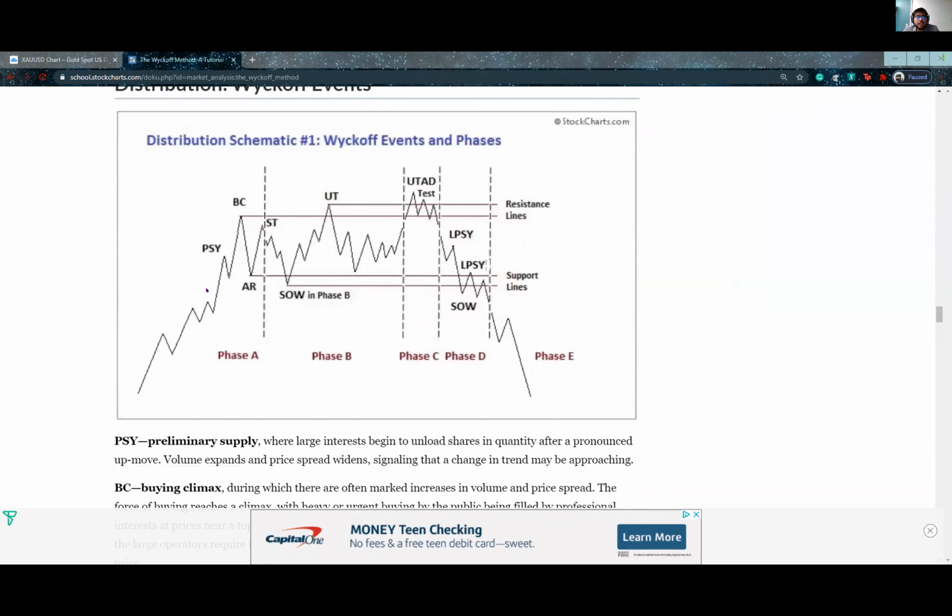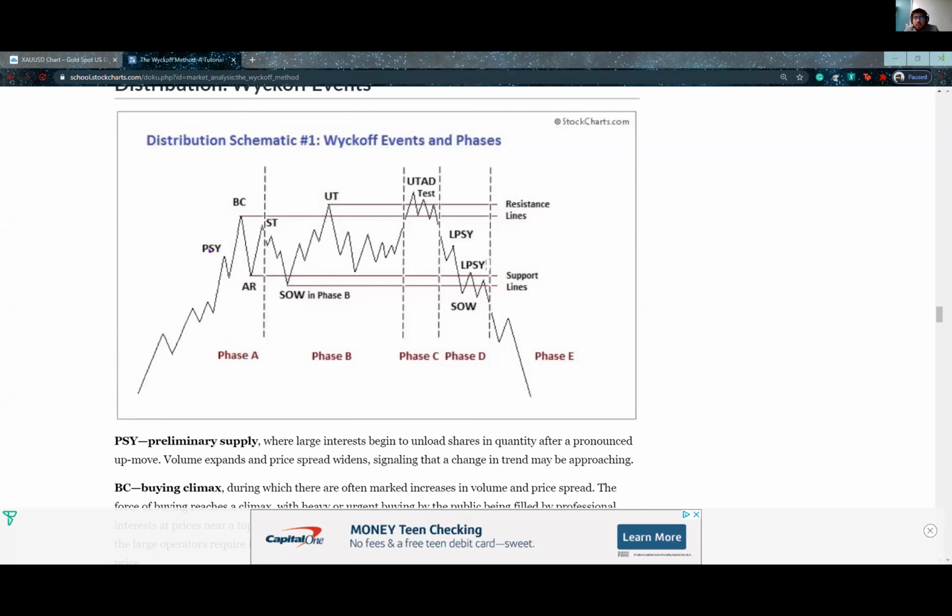So firstly, we see that we have this bullish trend moving upward, or this bullish move, right? And it goes up. Now it's firstly characterized by the PSY, or the preliminary supply. Now remember, where do you find Wyckoff? Normally you want to find it on higher time frames, normally the 4 hour, the 2 hour at least, or the 1 hour. Usually you're going to see different schematics on those time frames.